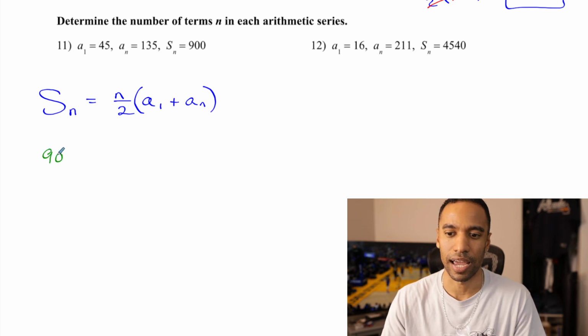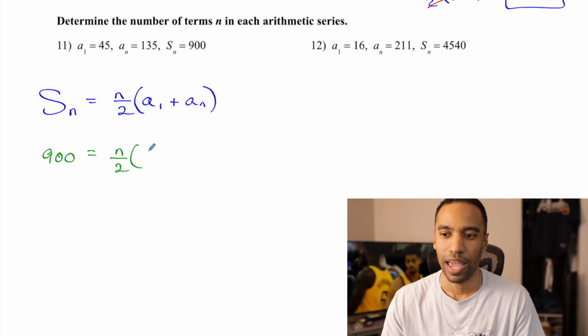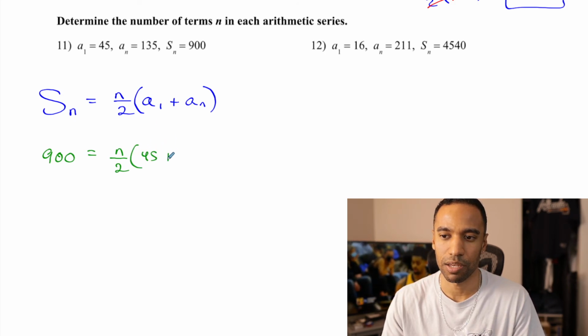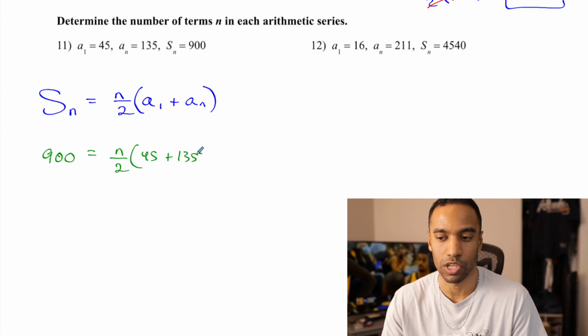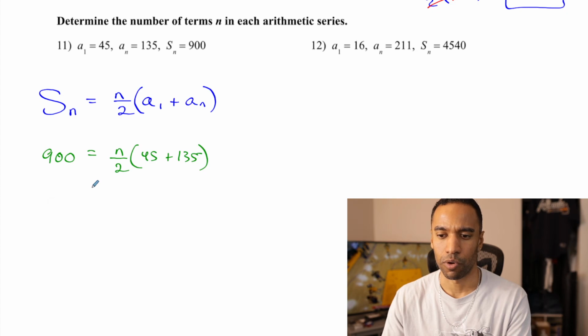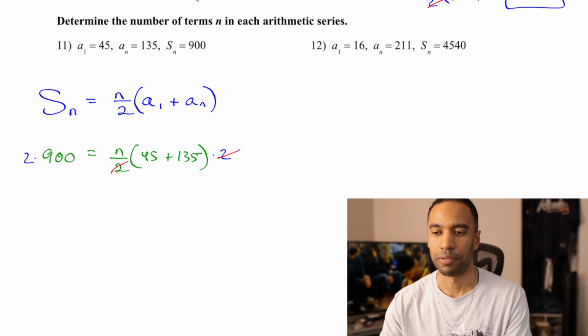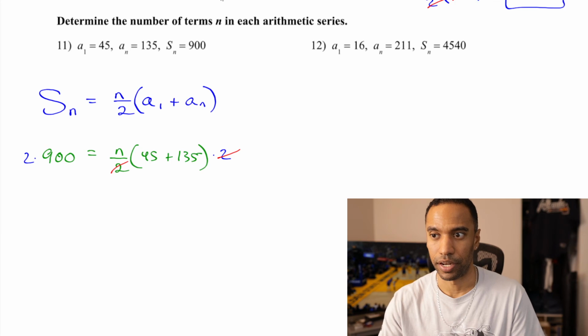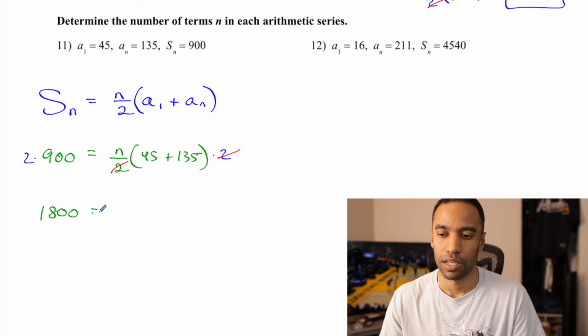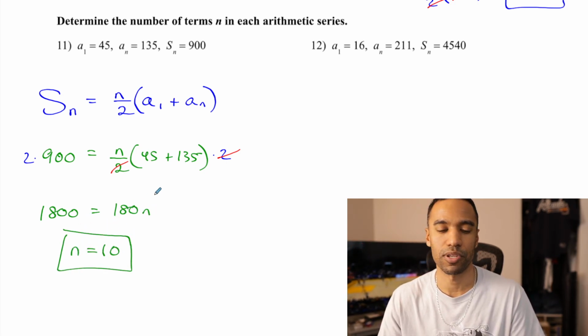So let's substitute. 900 goes in for S of n. We don't know n, figuring that out. A sub 1 is 45. A sub n, that nth term, is 135. If you don't mind, I'm going to multiply both sides by 2. It's probably something you should do each time. I'll do it early on. So that's gone. So now I have 1800 equals n times 180. So 180n, divide both sides by 180, we get n equals 10. There are 10 terms in this list.